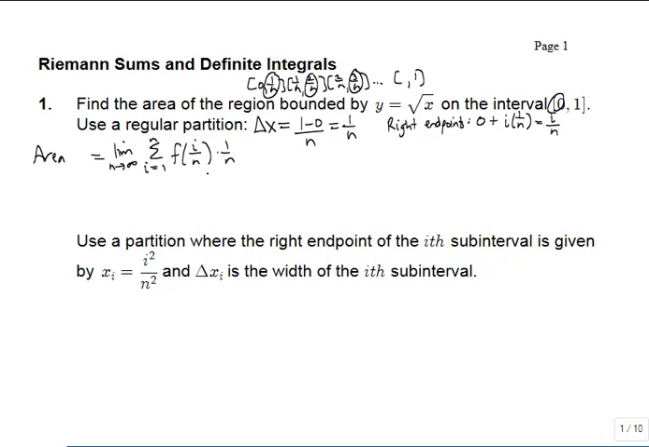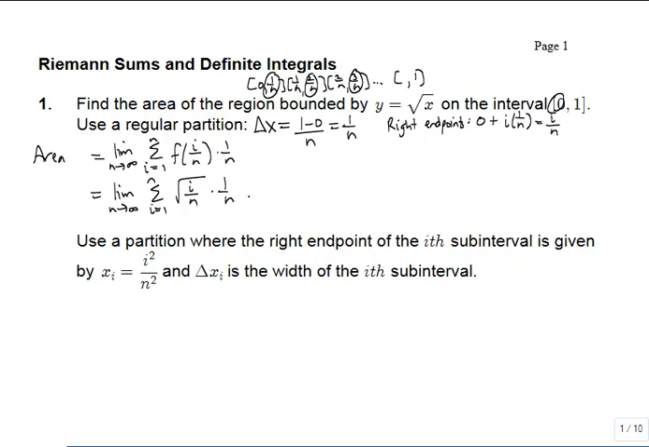Now to actually go ahead and figure this out, we would at this point use our function and plug in these right endpoints into that function. So we're going to actually evaluate f of i over n. Now our function is the square root function. So if we input i over n into this function for x, then this would become square root of i over n, times 1 over n.